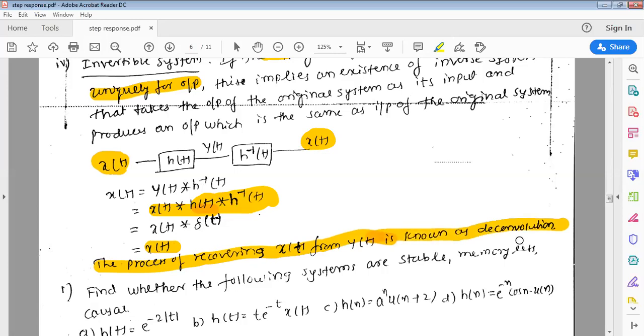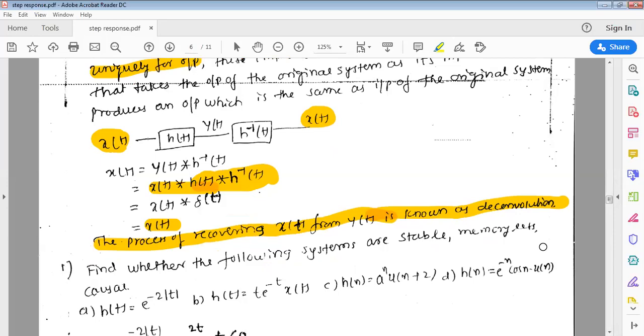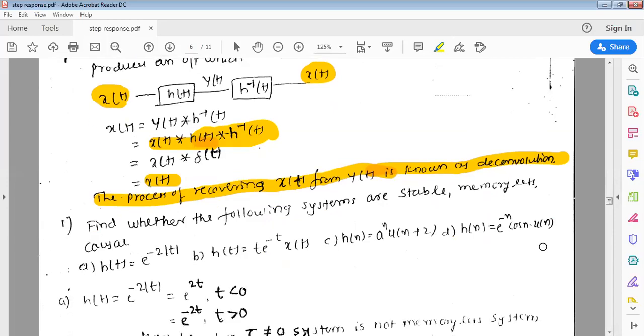Recollect carefully. What is convolution? y of t is equal to x of t convolved with h of t. If I give the input x of t and you know the impulse response, you are going to get the output. Now I will do exactly the reverse process. I will give you y of t and the system response h of t, but I want to know what x of t is. That is known as deconvolution. Now, have you understood all these properties?